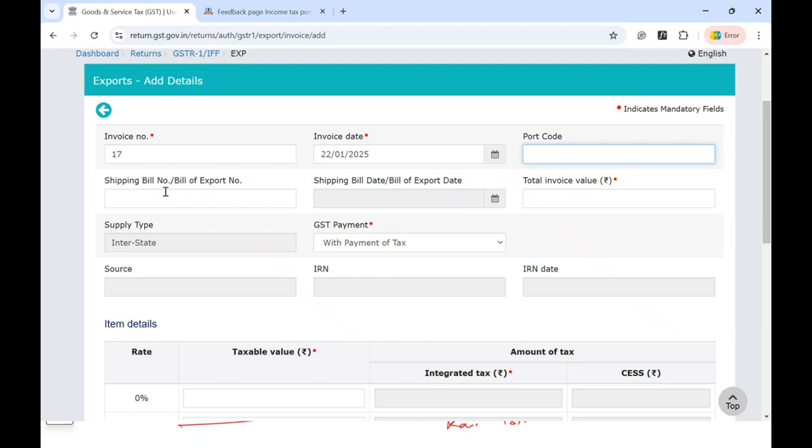Shipping bill, again, is required in case of supply of goods. That means when you are exporting goods, the code of the port through which you have exported, as well as the shipping bill number, are required to be mentioned. If I am a supplier of services, this information is not required to be provided. Total invoice value, say it is 1 lakh.